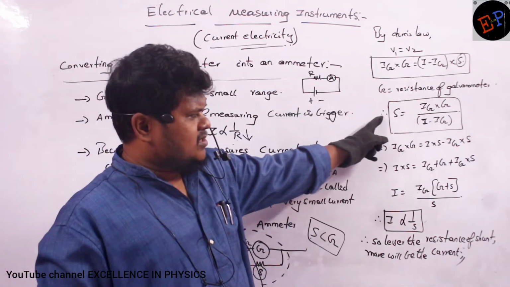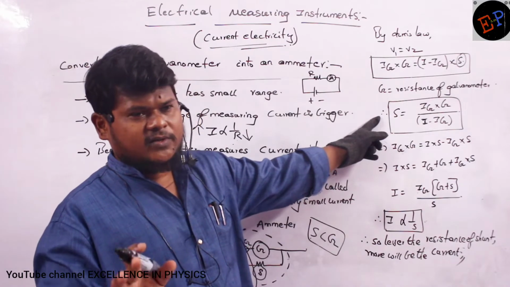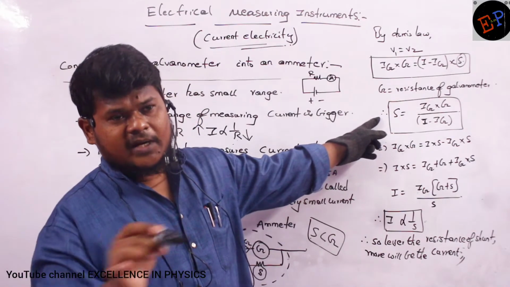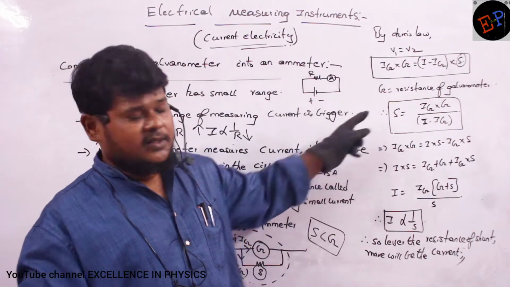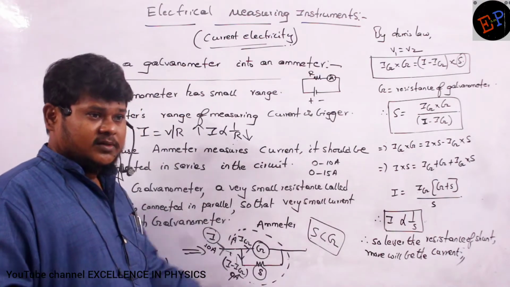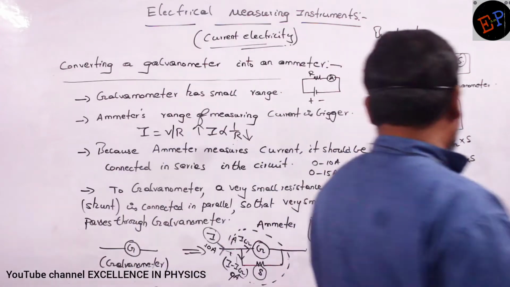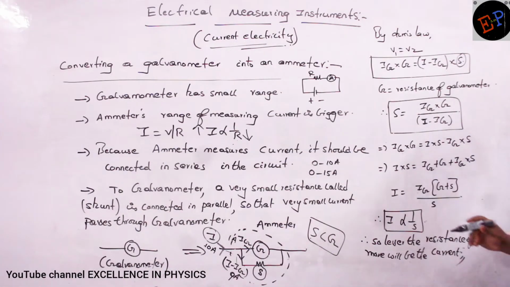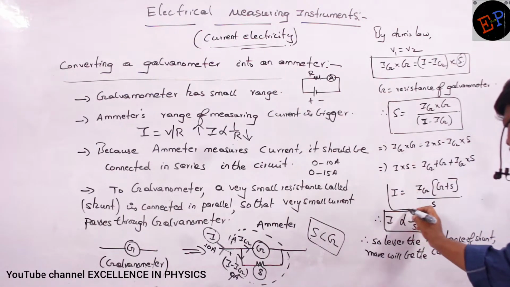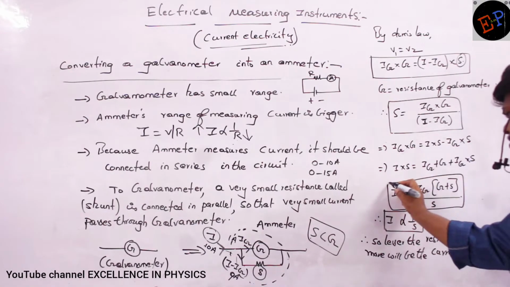So this is the equation to calculate the value of shunt required to be connected in parallel to the galvanometer. And this total combination is called what? This is called an ammeter. Are you able to understand? So if I do some more calculation on this, then I will get the I value here. And what is this I? This is the range of the ammeter.